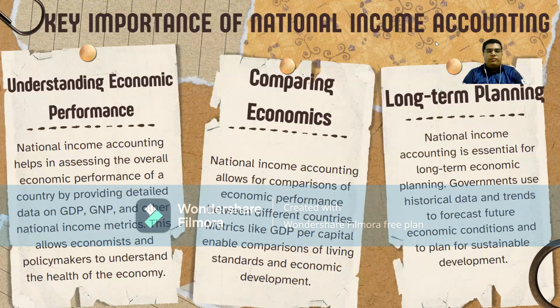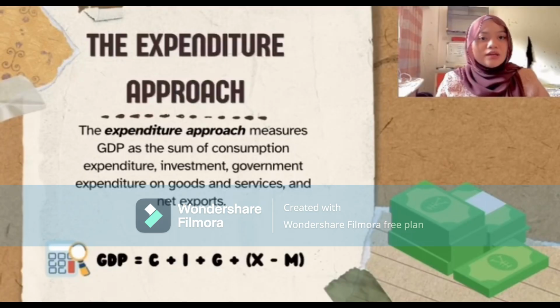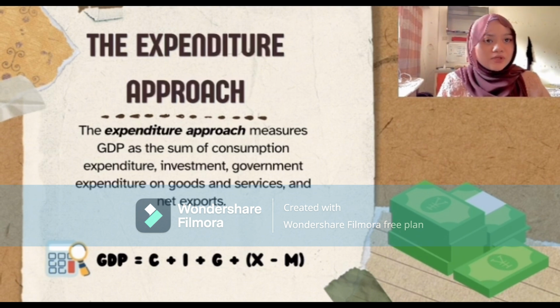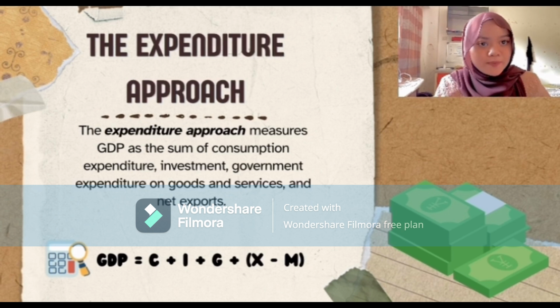Thank you. Expenditure approach. The expenditure approach measures GDP as the sum of the consumption expenditure, investment, government expenditure on goods and services, and net export. And the formula is GDP equals C plus I plus G plus X minus M.